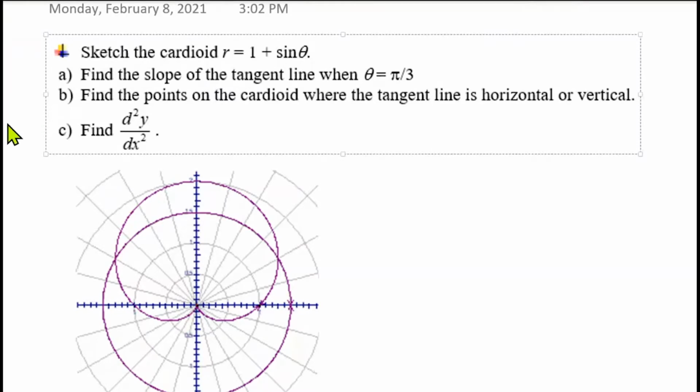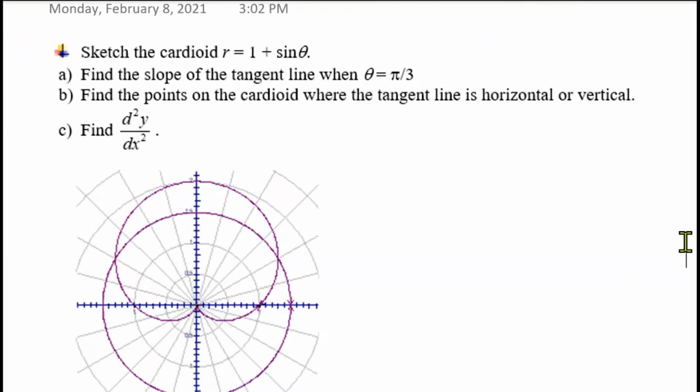Okay, now we have to find the slope of this thing when theta is equal to pi over 3. Pi over 3 line is here, so about that slope. You know what I'm saying? So far so good? Okay, Matthew, do you have a question?